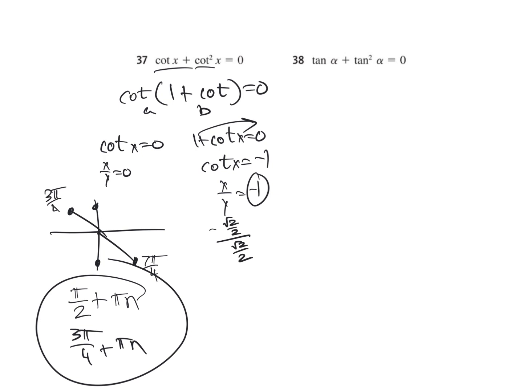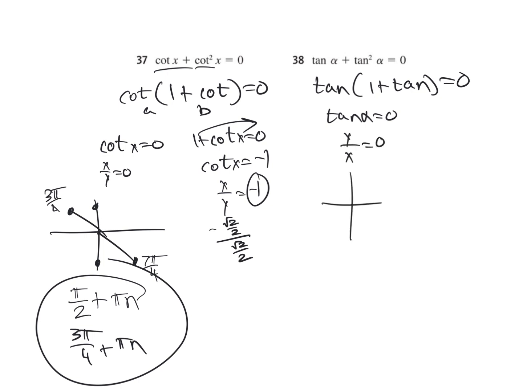Okay, so now on 38, again, it's the same type of thing. Take a tangent out, you get 1 plus tangent equals 0. So where's the tangent of alpha equal to 0? Meaning y over x equals 0, so y has to be 0. Where's y equals 0? At these positions. So this is just going to be pi n, and 1 plus tangent equals 0.